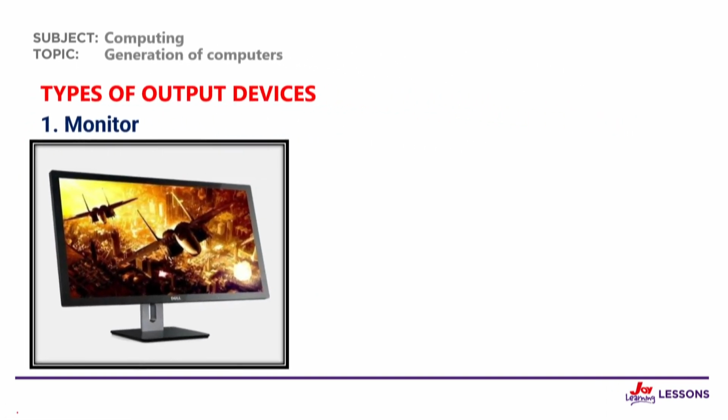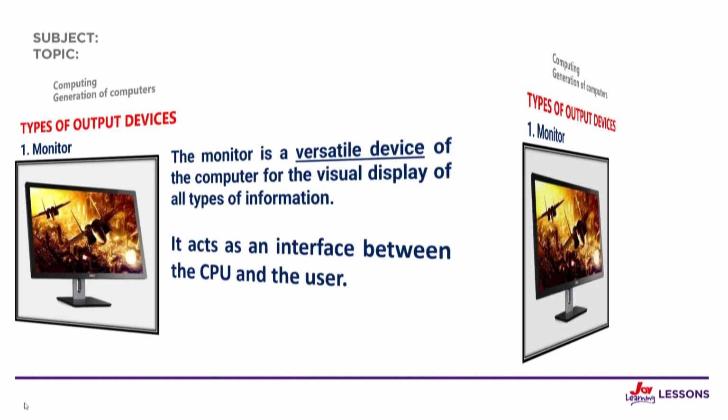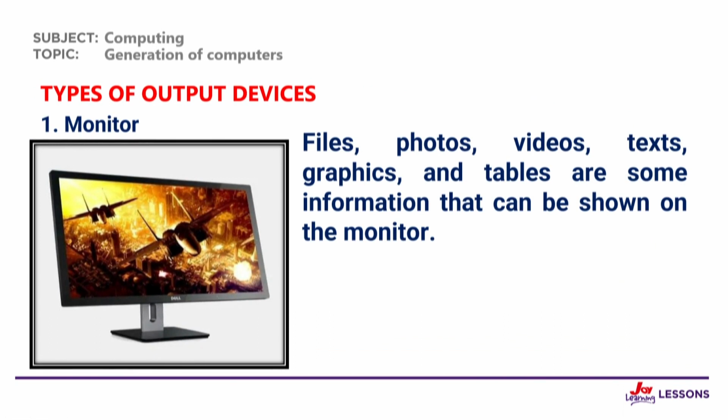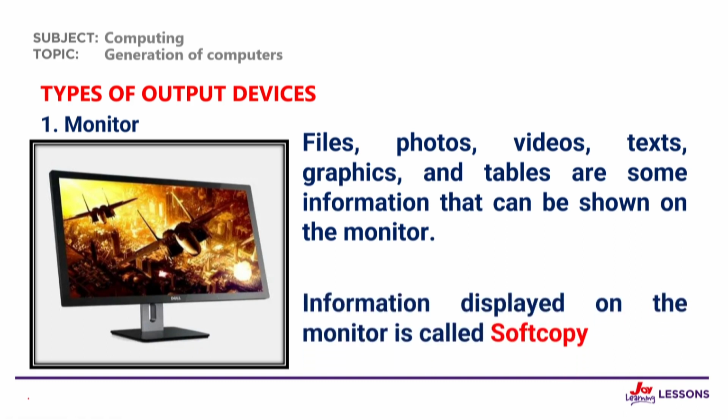Then the monitor is able to display information like files, photos, videos, text, graphics, and tables. So these are some of the information that can be displayed on the monitor. Now, information displayed on the monitor is called soft copy. So kindly take note of this. Right.